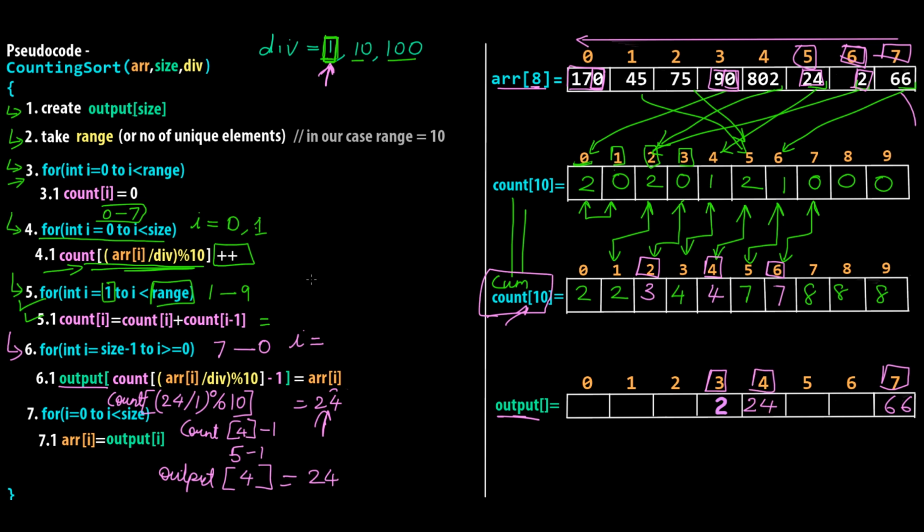Now I becomes 4. So what is ARR of 4? 802. So let's write that over here, 802.